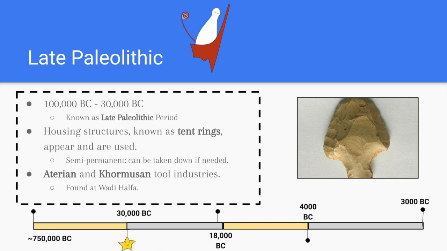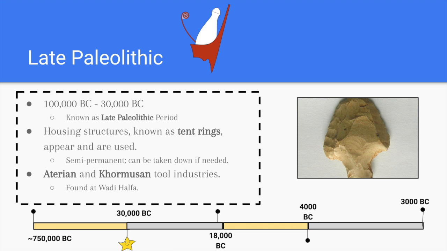All right, so on to the late Paleolithic period. This was at about 30,000 BC, so we're still pretty far out from 3000 BC, which is the beginning of the actual Egyptian civilization proper. So between 100,000 BC and 30,000 BC, this was known as the late Paleolithic period, so we're moving on from the Old Stone Age. Housing structures known as tent rings appear and are used. And an interesting thing about tent rings is that they are semi-permanent. They can be taken down if needed.